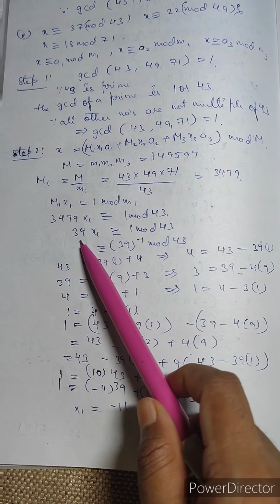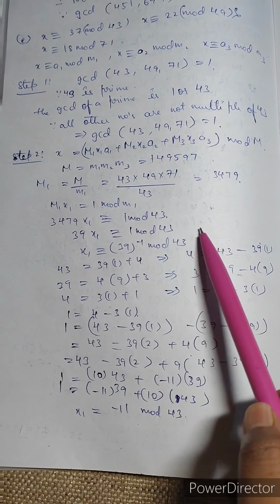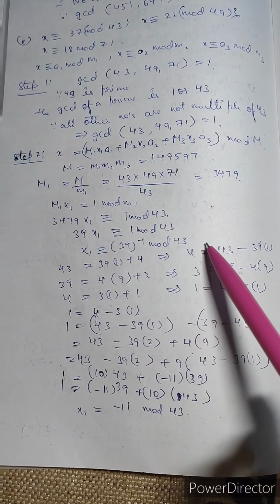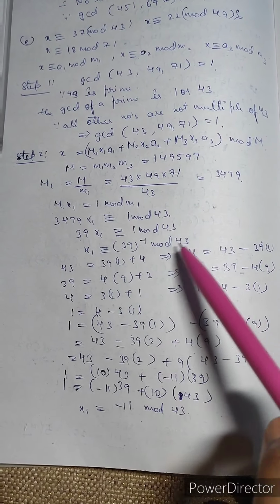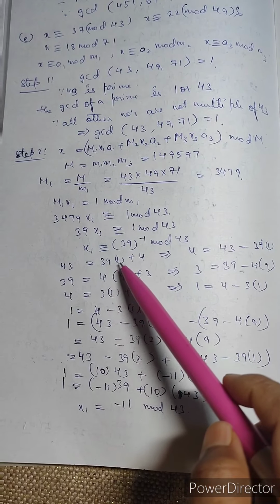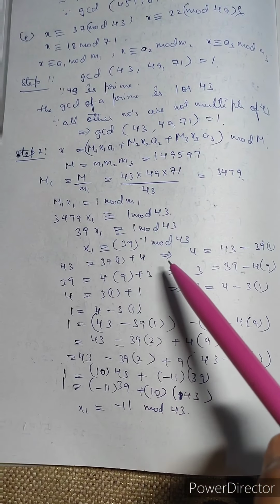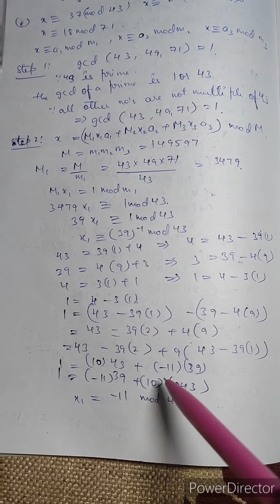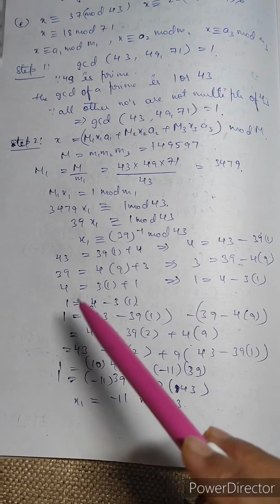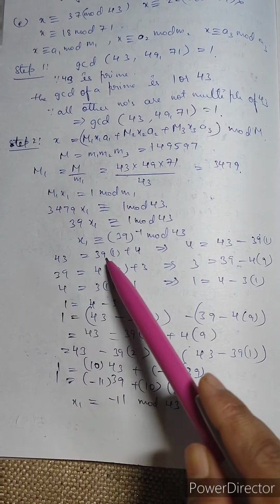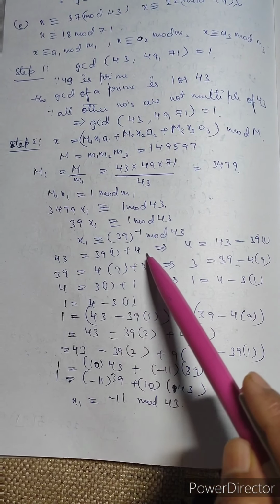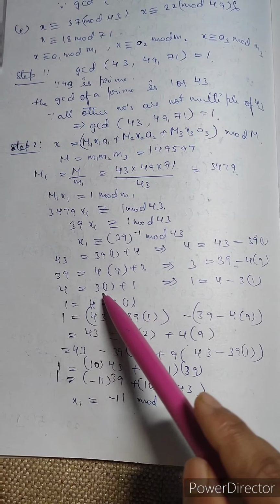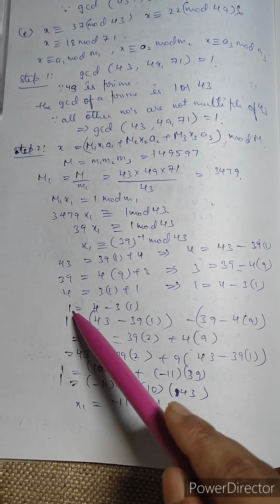So now 39 is less than 43. So 39 goes to that hand side, it becomes 39 inverse modulo 43. This 43 can be written as 43 is equal to 39 into 1 plus 4. By extended Euclidean algorithm we can find the inverse of the number. That is 43 is equal to 39 into 1 plus 4. 39 is equal to 4 into 9 plus 3. 4 is equal to 3 into 1 plus 1.